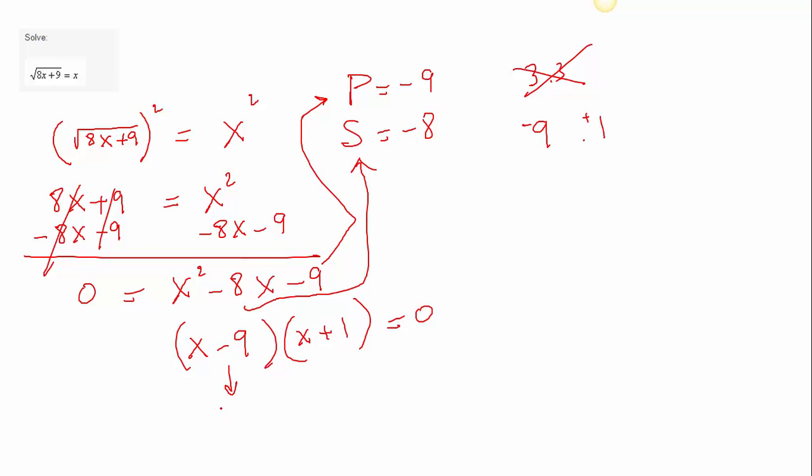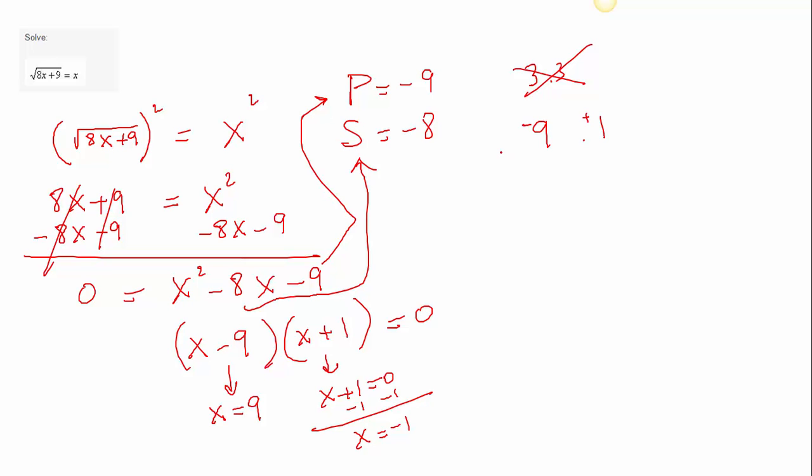So either this one is 0, then x would be 9. If this one equals 0, subtract 1 from both sides, x would be negative 1. Are we done? No, we're not, because we have to go back and check. Let's go back and check.